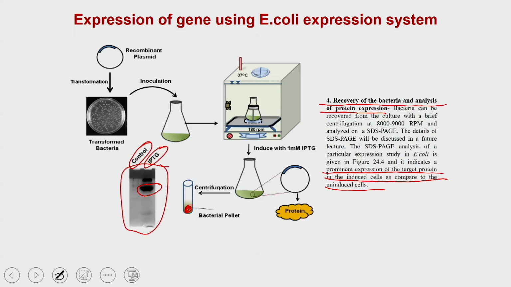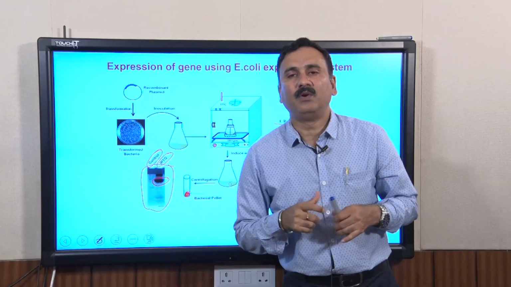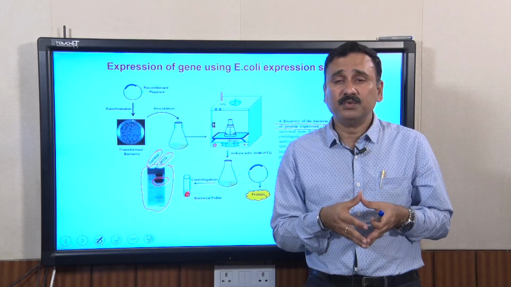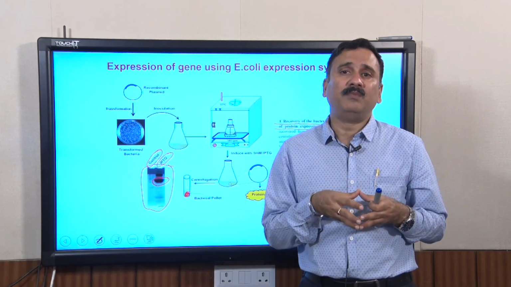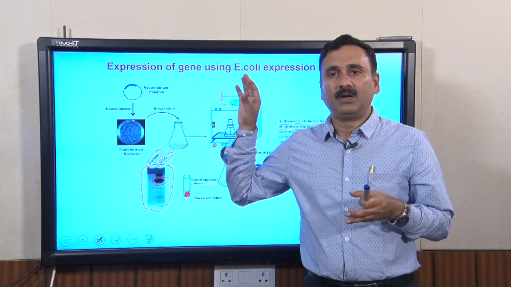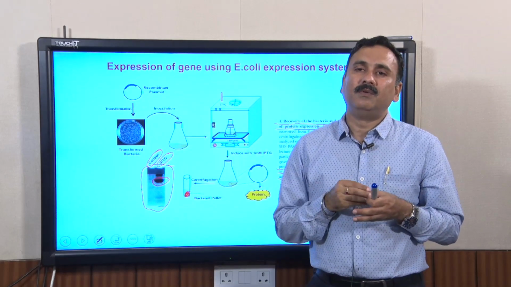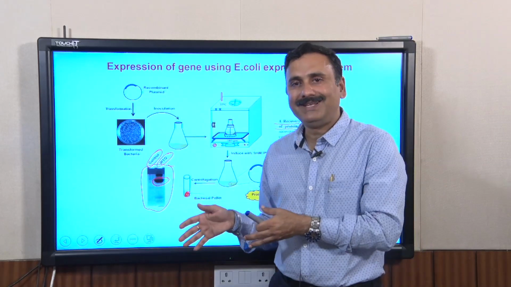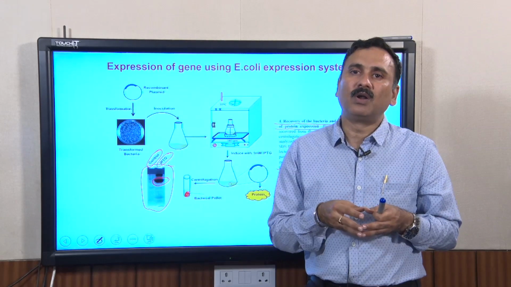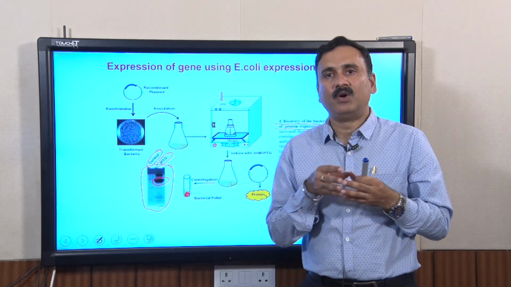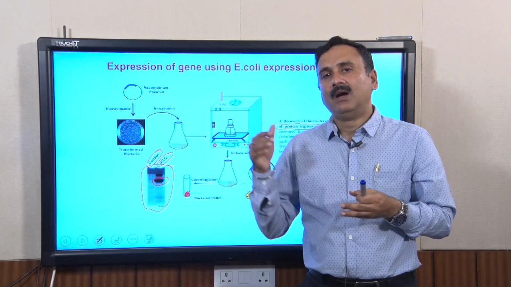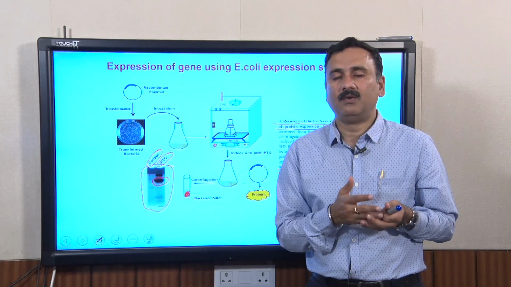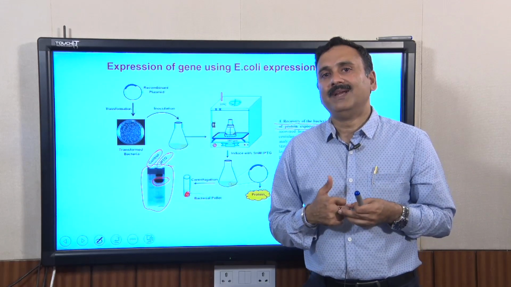To summarize what we have discussed so far in terms of overexpressing a particular foreign gene in the E. coli expression system, you first transform the bacteria with a recombinant clone, and then inoculate single colonies into the media. Then let the bacteria grow to the log phase, which is from 0.3 to 0.6 OD, and then you recover the bacteria, lyse them, and analyze the production after induction on SDS-PAGE.